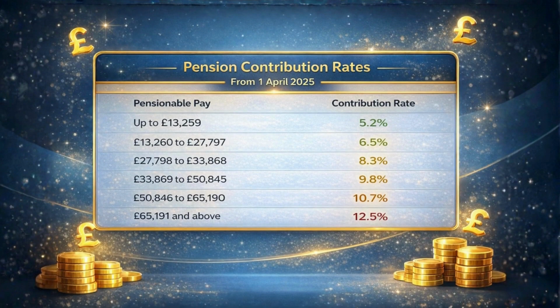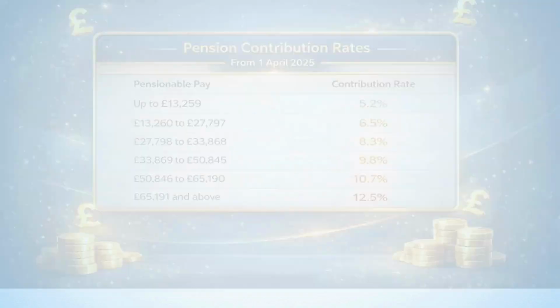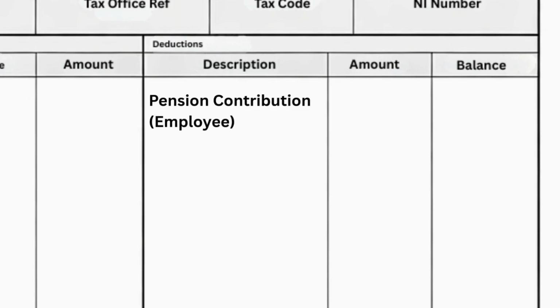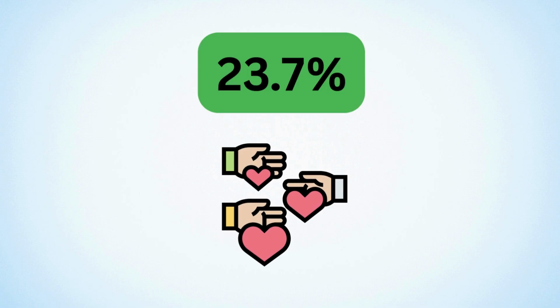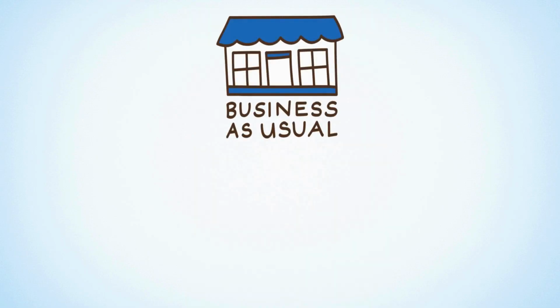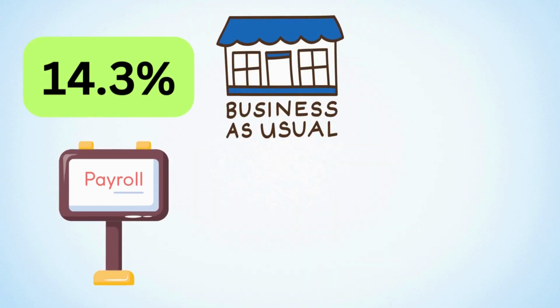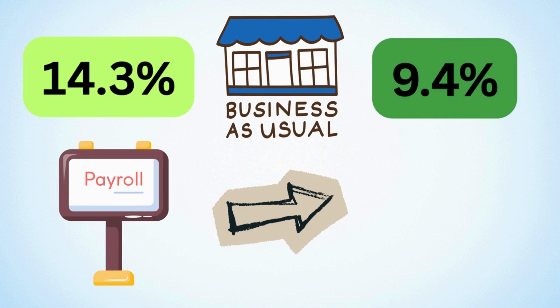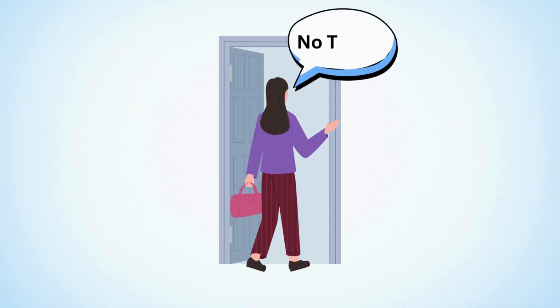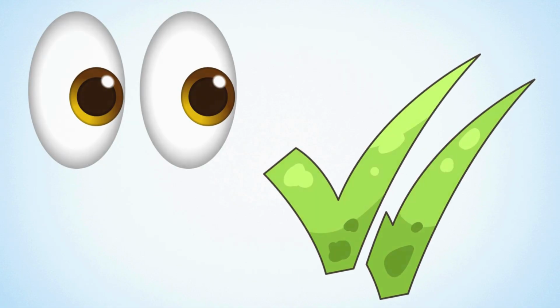On screen now, you will also see the pensionable pay ranges and contribution rates. Your payslip will usually say something like pension contribution, and is often split into employee and employer. The total employer contribution is 23.7%. However, the payslip doesn't normally show this in the employer pension section. This is because usually 14.38% is paid directly through payroll, and then the remaining 9.4% is paid by NHS England or the relevant government department. If you've opted out of the pension, this line won't appear. Always double check that your pension status matches what you expect.